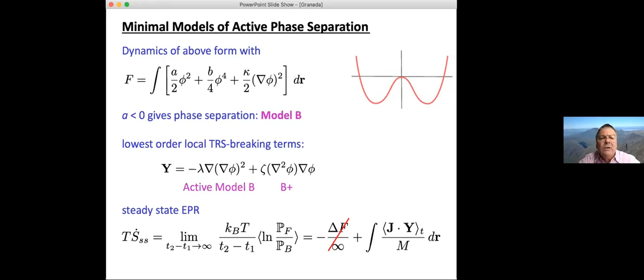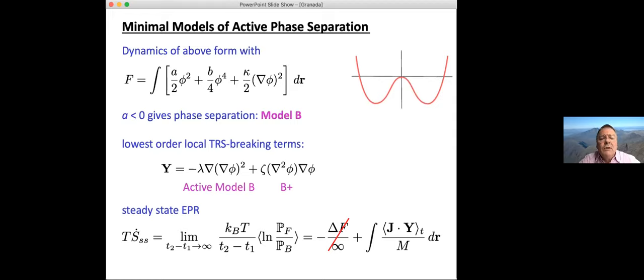So that's a very well studied subject for at least 3 or 4 decades. But what I'm going to say in this context is that the Y term is a term which is not of the form of the derivative of a free energy. If you look at what that should be to lowest order in the gradient expansion, consistent with doing Landau-Ginzburg theory in model B, there's two pieces to Y. The first one with the coefficient lambda grad phi squared defines something called active model B, which we started looking at a number of years ago now.